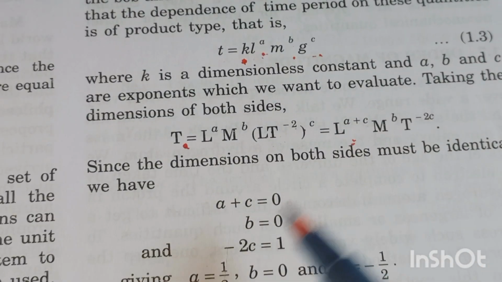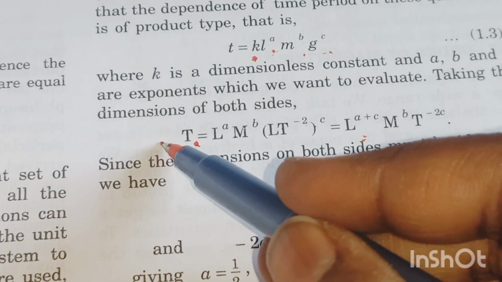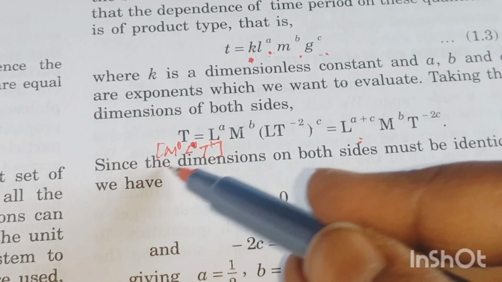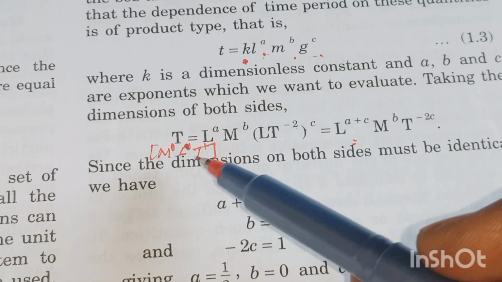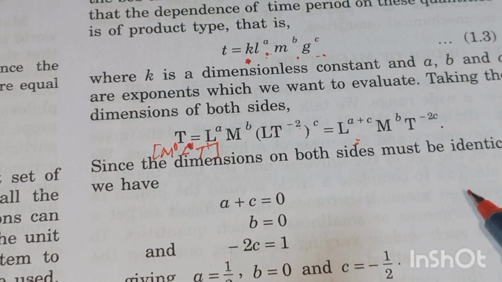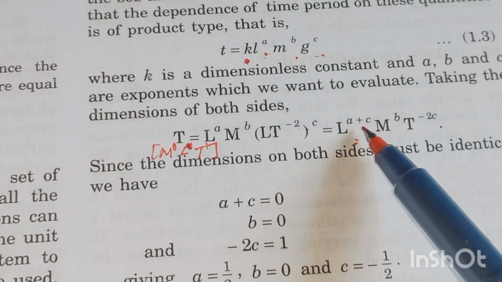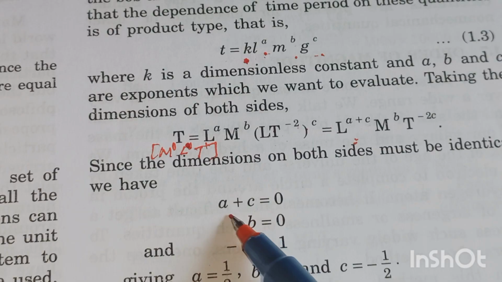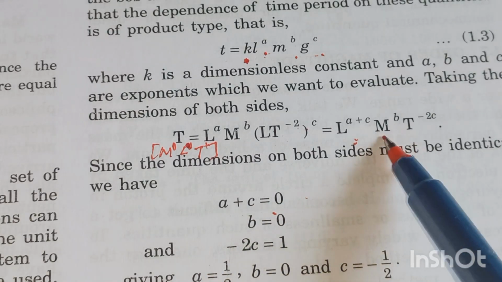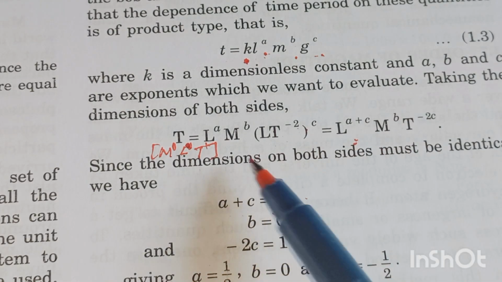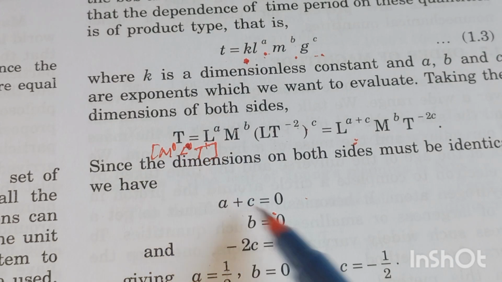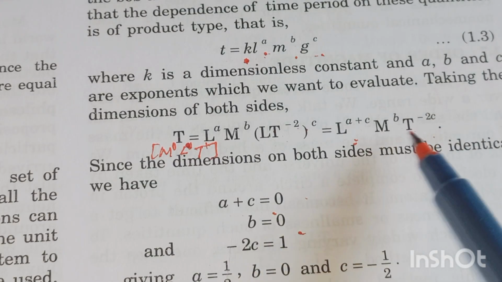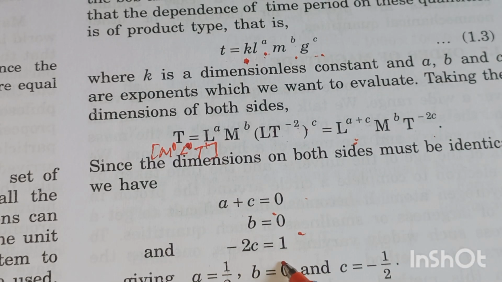Okay. Now we will consider only the dimensions, and T is what here? It is again M^0 L^0 T^1. So here we will equate the powers for length, mass and time. So length is what? A plus C. In this LHS, length is raised to 0. So A plus C is equal to 0. Then M raised to B. M is B here, and here M is raised to 0. So B is equal to 0. Then last one, for time, minus 2C is equal to 1.